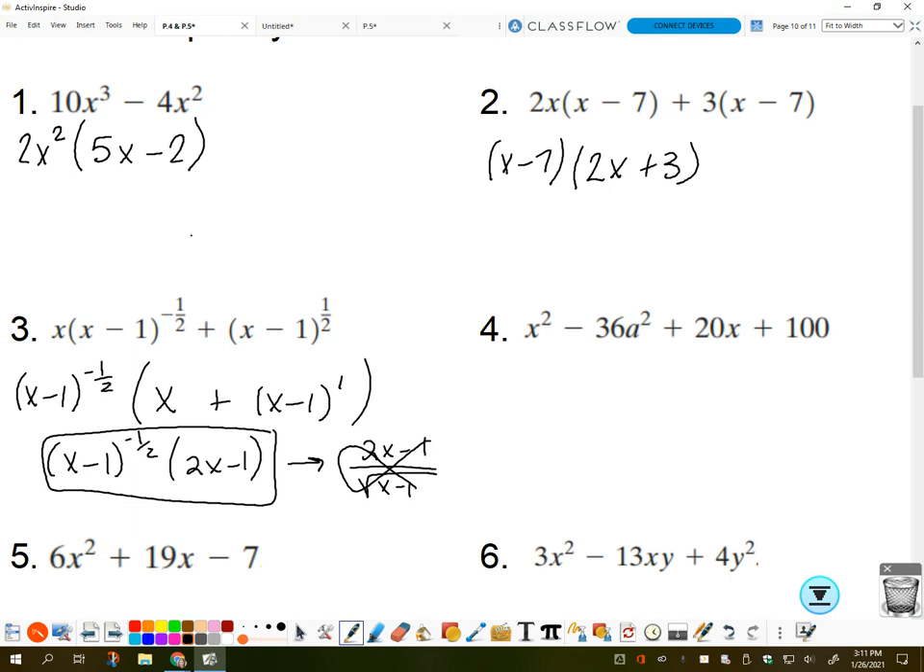All right, number 4. You have 4 terms. They do not all contain an x, and they don't all contain a regular number, so there's no GCF. So we're just going to factor by grouping because there's 4 terms. So group the first 2, group the back 2.